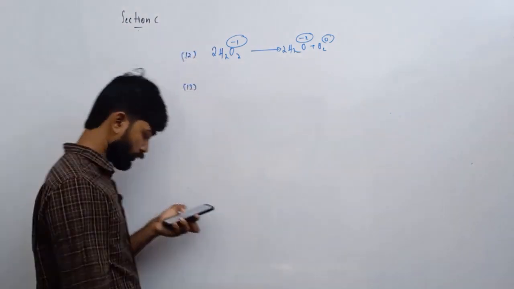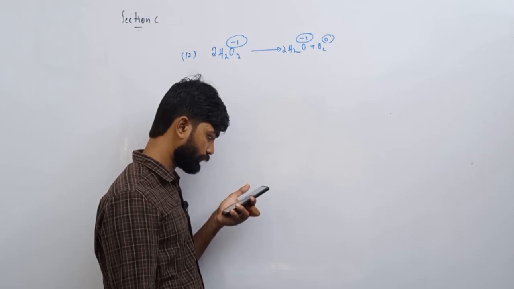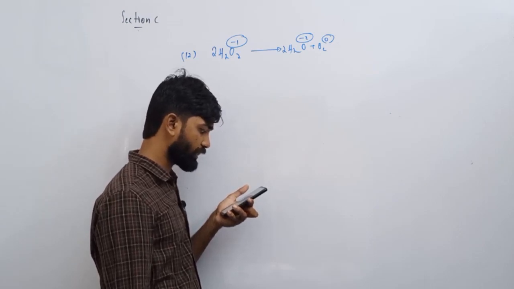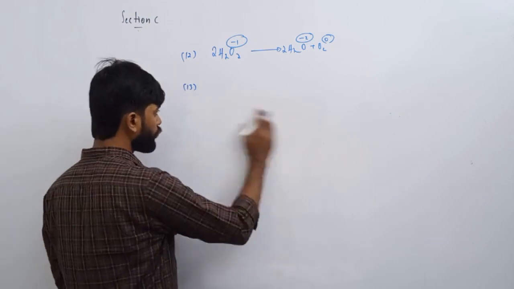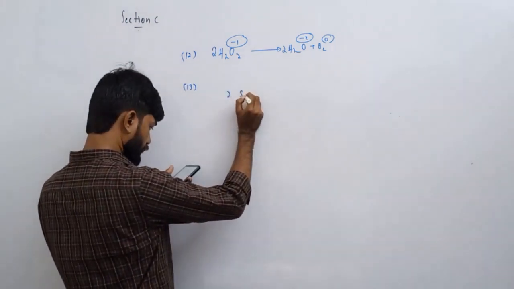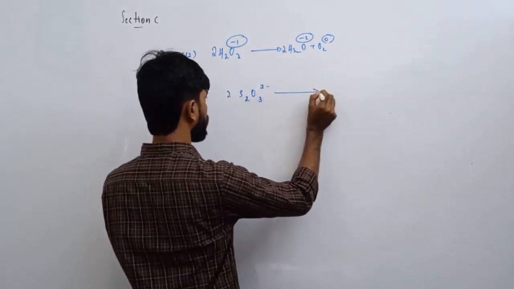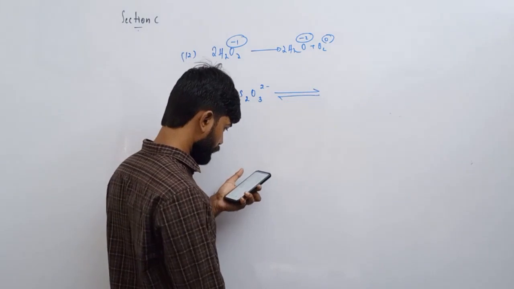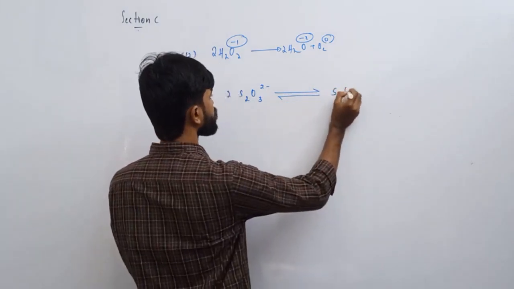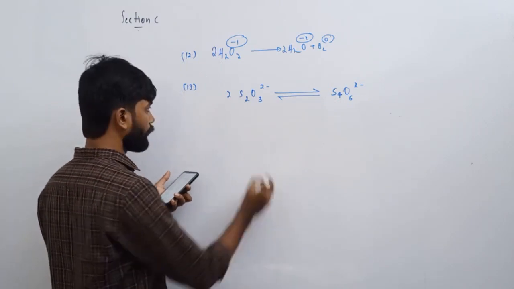Question number 13. What about the question number 13? Question number 13, that is, which change requires an oxidizing agent? For which change do we require an oxidizing agent? That is the question, I think. Yeah. So 2S2O3 2 minus gives S4O6 2 minus. Okay. A.